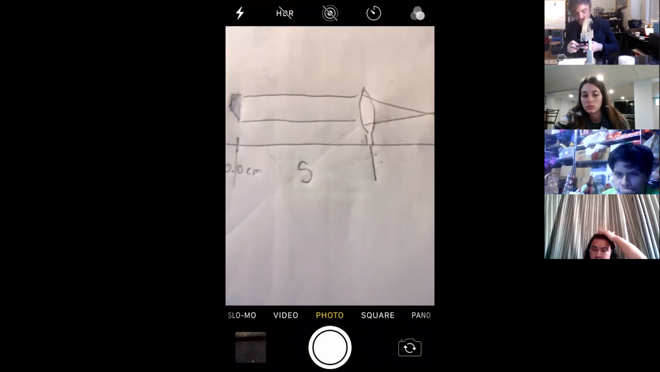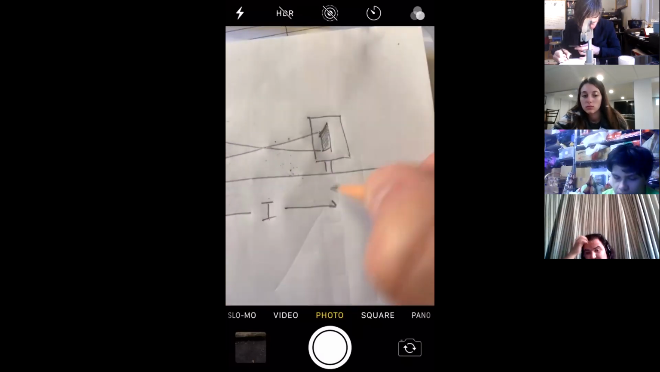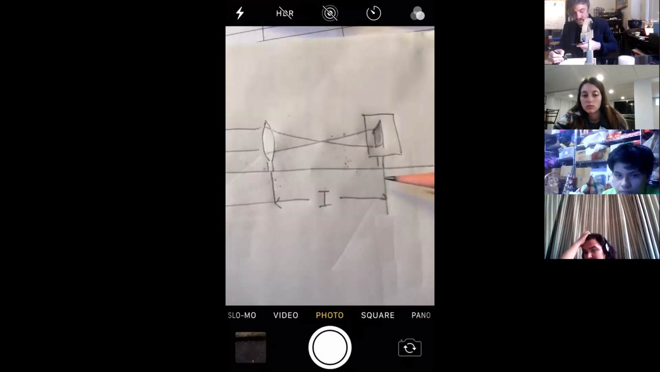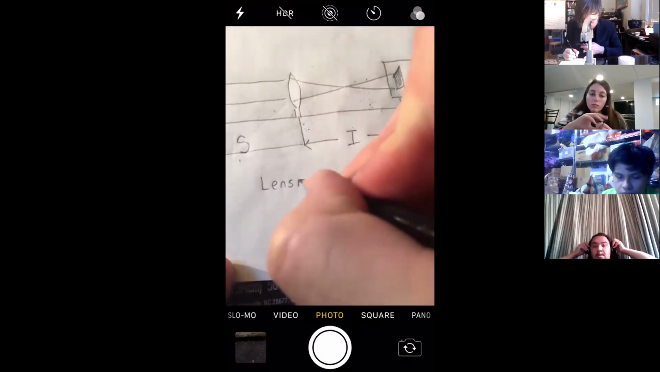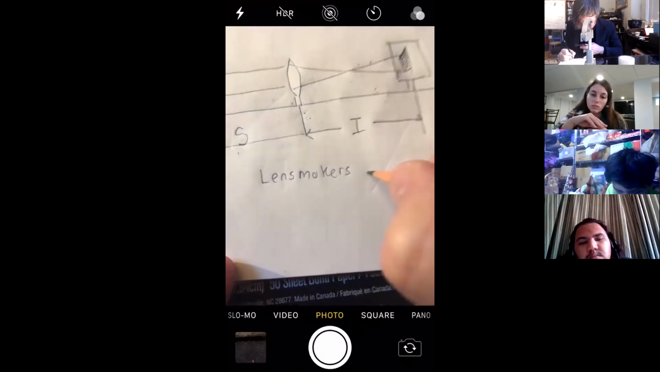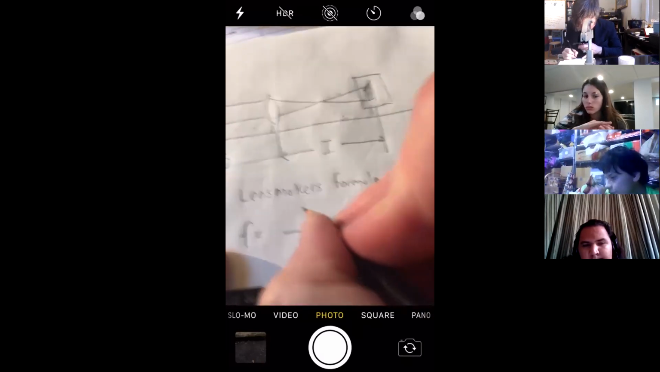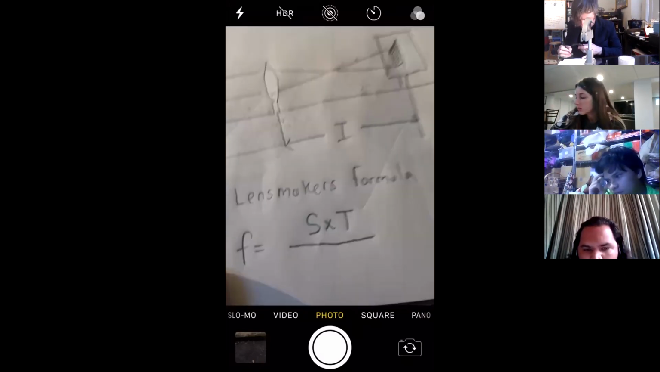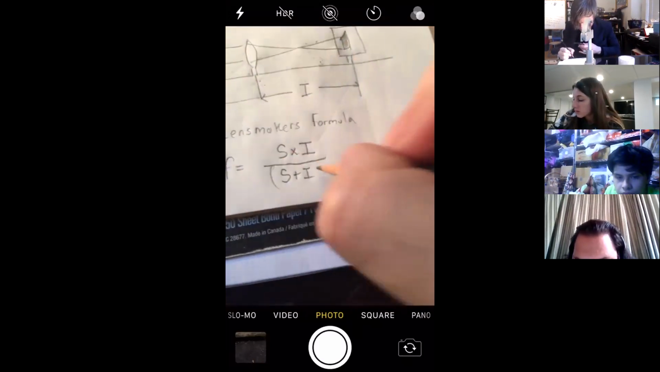Okay. Now, once it's in focus, we have two things to measure. Let us define S as the source distance. That's from the cardboard to the lens in focus. Let us define I as the image distance. That goes from the lens to the screen. I measure S, I measure I, and I can calculate the focal length using the lens maker's formula. The focal length is source times image, divided by source plus image, in parentheses.